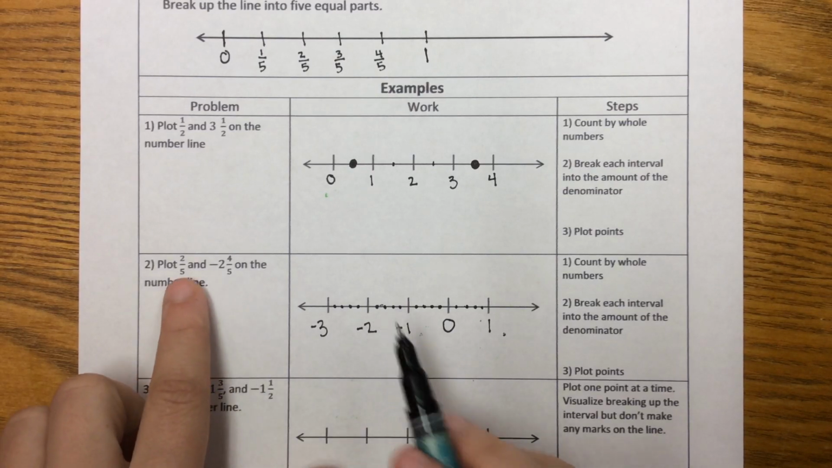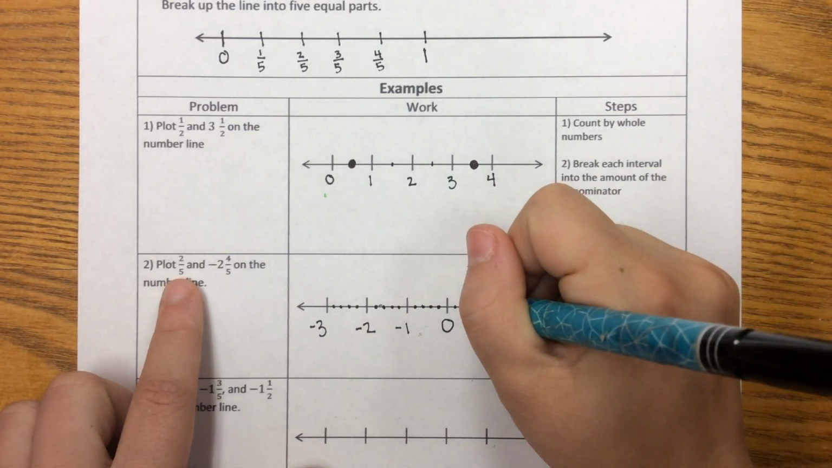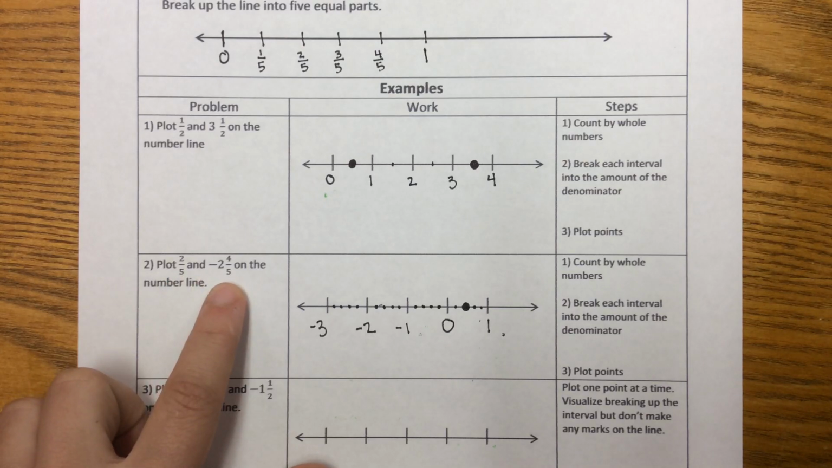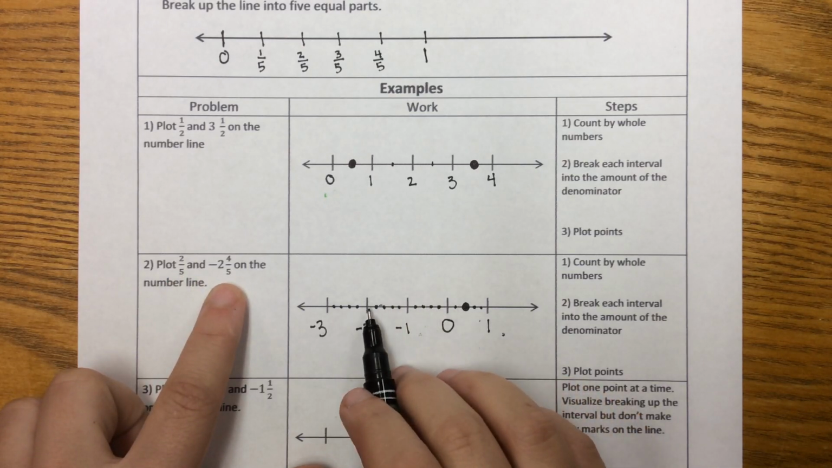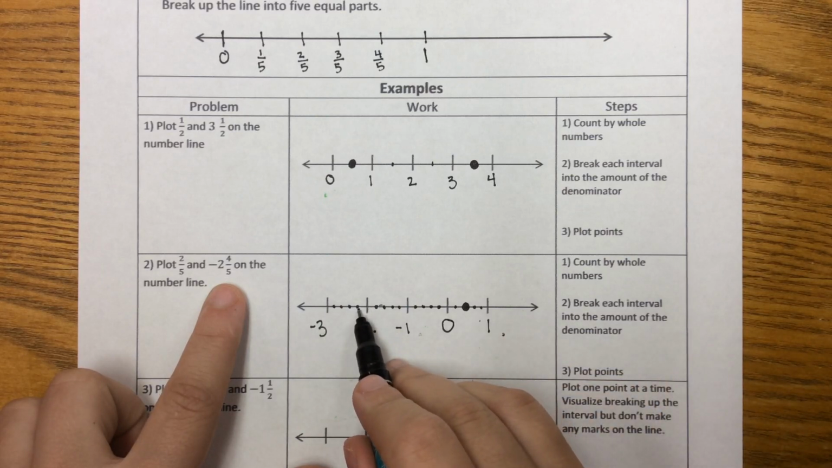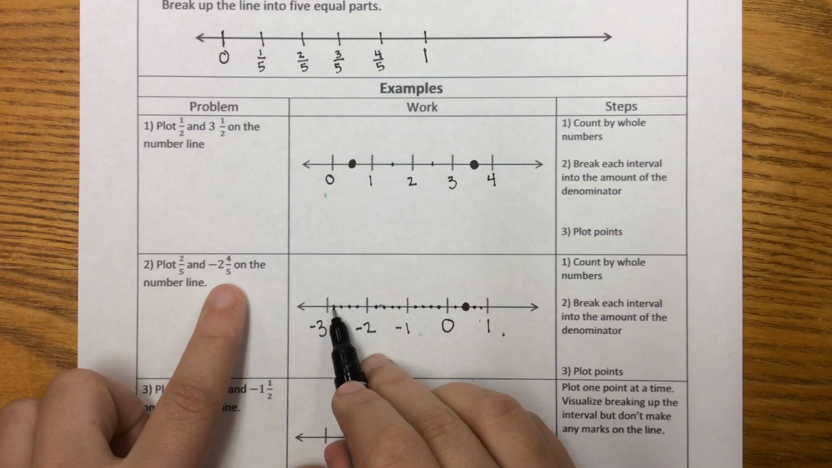So 2/5 would be from 0, and each of these is a fifth. So this would be 1/5, 2/5. Then we have -2 and 4/5. I'm going to go to -2, and I'm adding on 4/5, so I'm going to go to the left. So it'll be -2 and 1/5, -2 and 2/5, -2 and 3/5, -2 and 4/5.